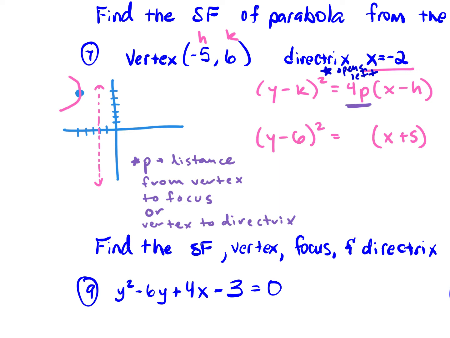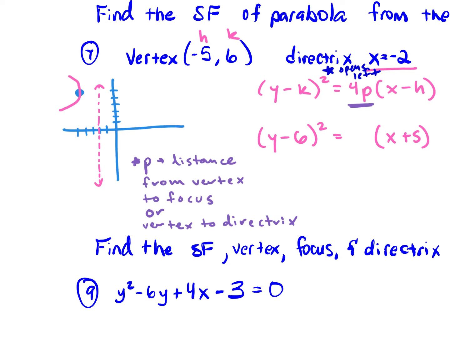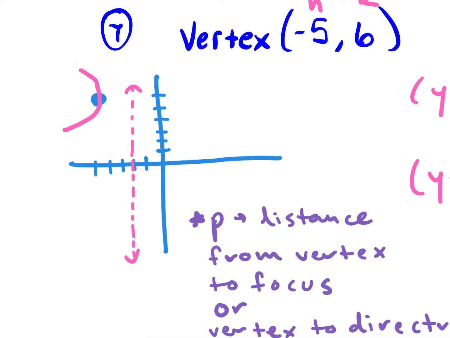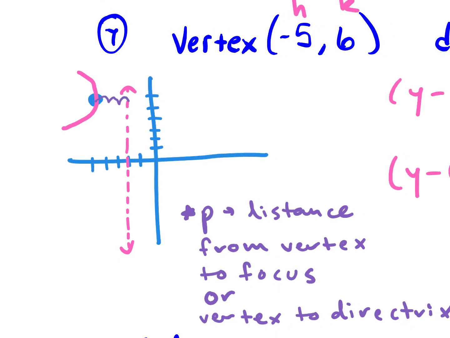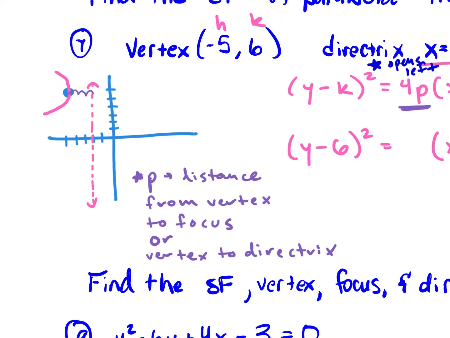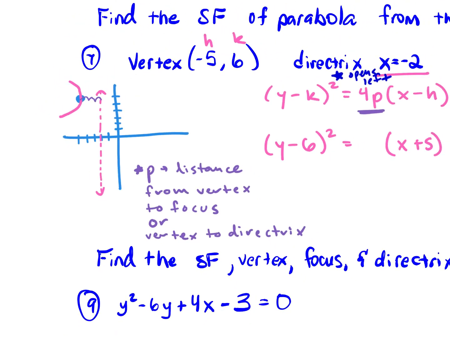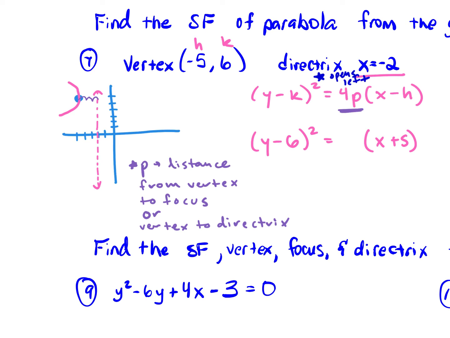Because I graphed it, I can just count how many spaces I go from the vertex to the directrix. So I go 1, 2, 3. Is P always positive? P is not always positive. How do we know if it's going to be positive or negative?